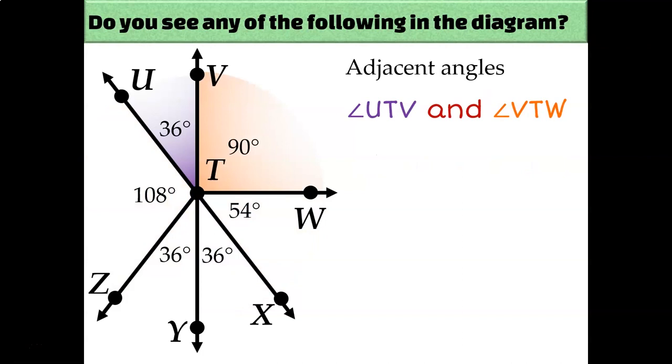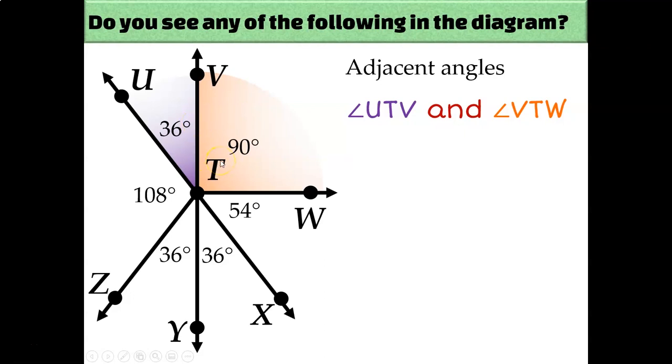Adjacent angles, there are a lot of them. So I'm not going to name every single pair of adjacent angles in this diagram. That would take forever. I'll just show you an example of what to look for. Angle UTV and angle VTW are adjacent. The reason is because they share vertex T, and more importantly, they share side TV. So since these two angles are basically touching or next to each other, that makes them adjacent.